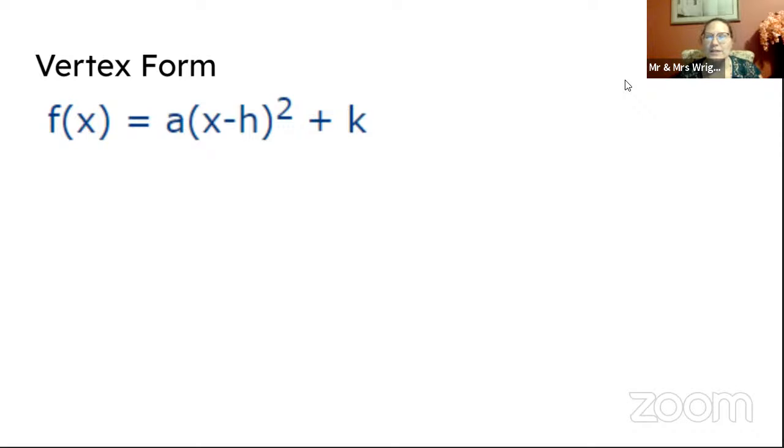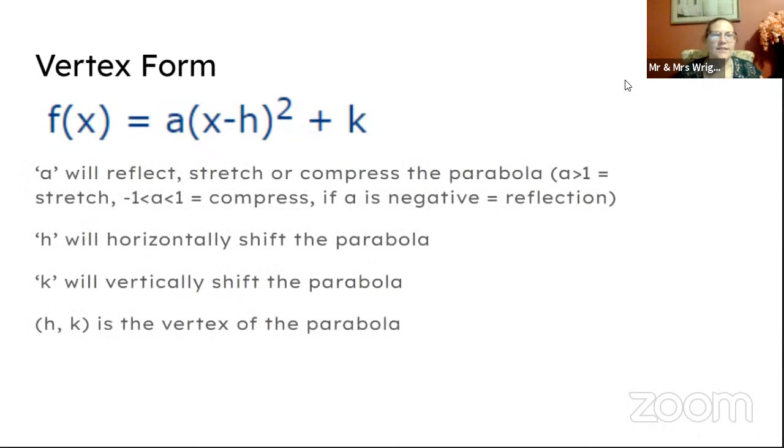Now this h and the k might seem a little familiar to you because remember your exponential equations also had h's and k's. So that's what we're going to look at, just like when our exponential equations had h's and k's and how that transformed our graph by shifting it horizontally or vertically, or we had some stretching or compressing in those exponential graphs. We're going to have the same thing here in our quadratic equation. So specifically in the vertex form, what we see is that A will either reflect, stretch, or compress the parabola.